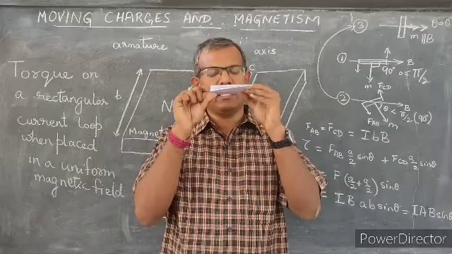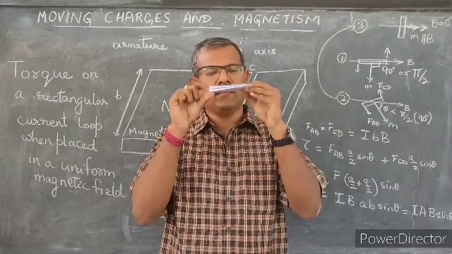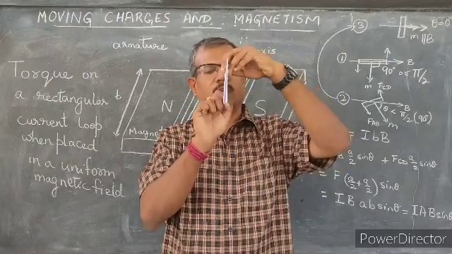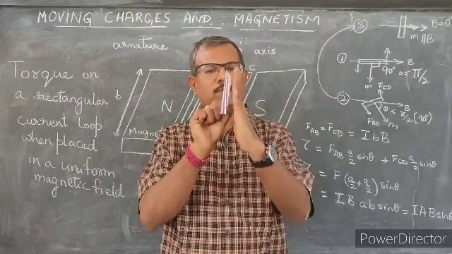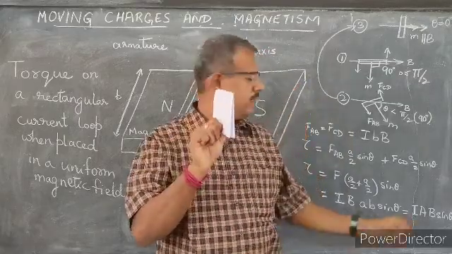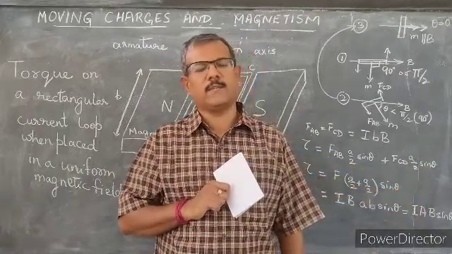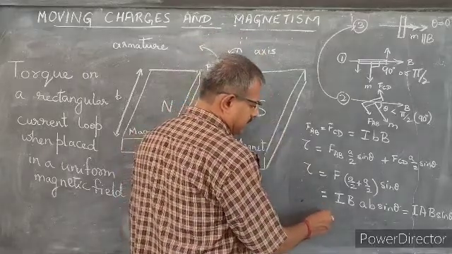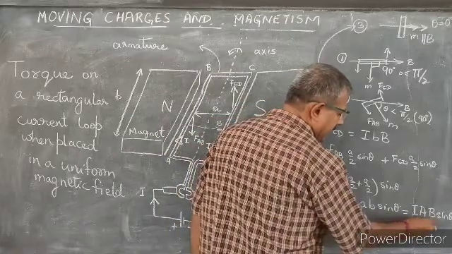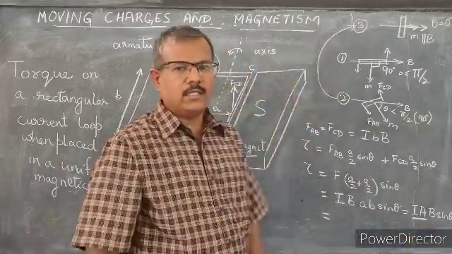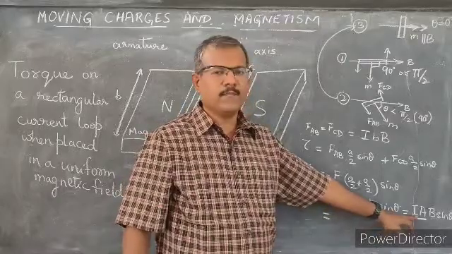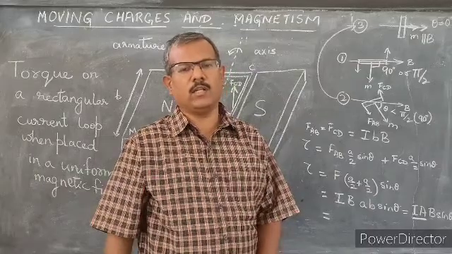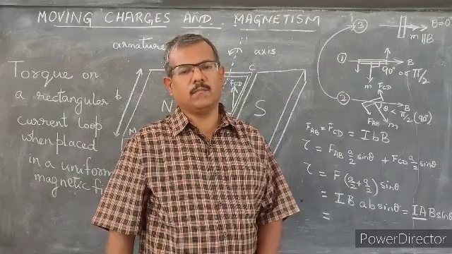So the maximum torque is when it is parallel to the magnetic field. Torque is 0 when it's perpendicular to the magnetic field. When the normal to the plane of the loop is parallel to the magnetic field, theta is 0 and torque becomes 0. Now, this can be expressed by combining I and A. I and A can be combined to define what we call a magnetic moment.